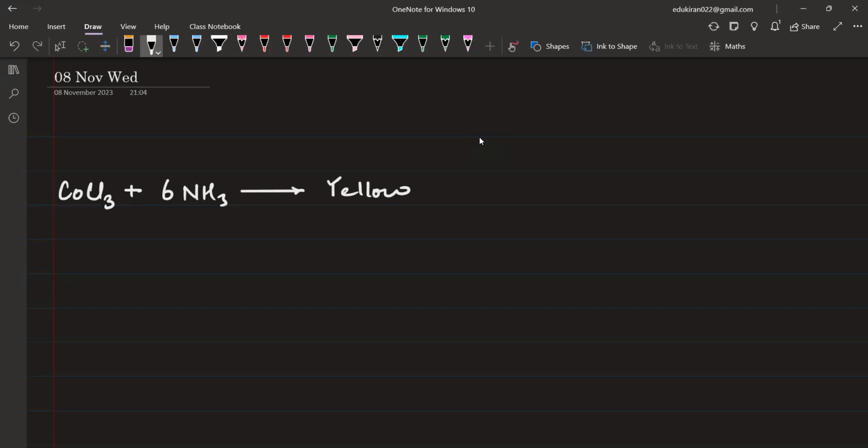Now, when he reacted the same CoCl3 but only changed the ratio of ammonia, that is 5 ammonia molecules, he got a purple color compound.